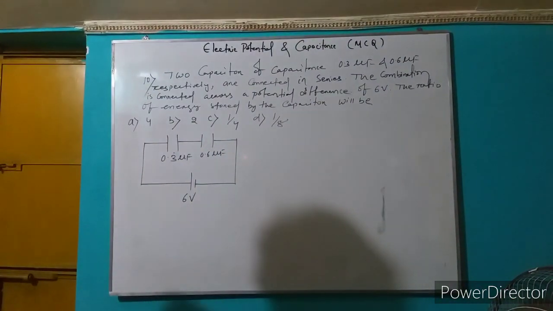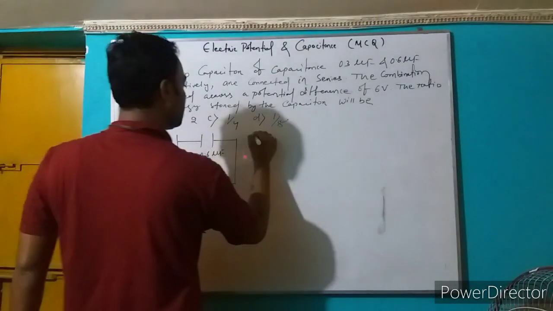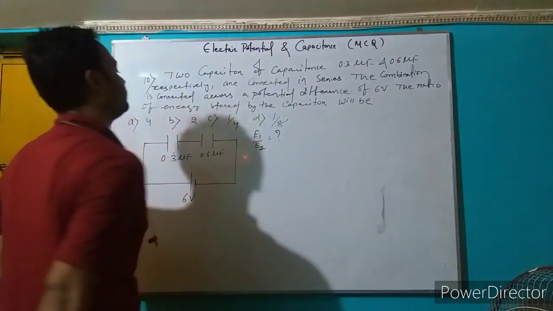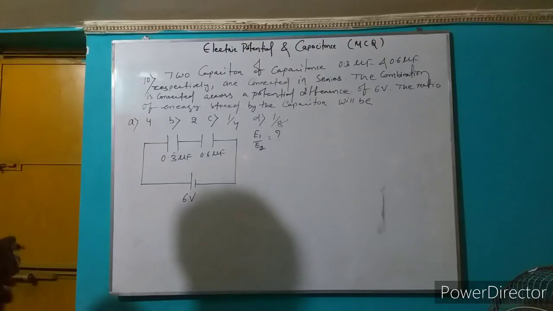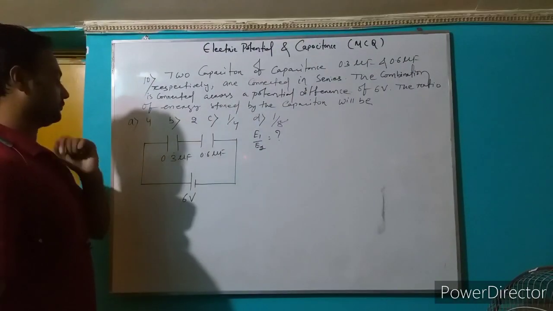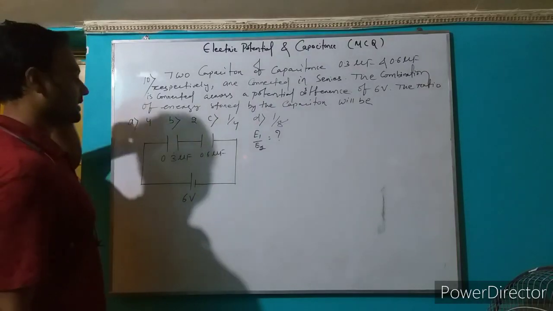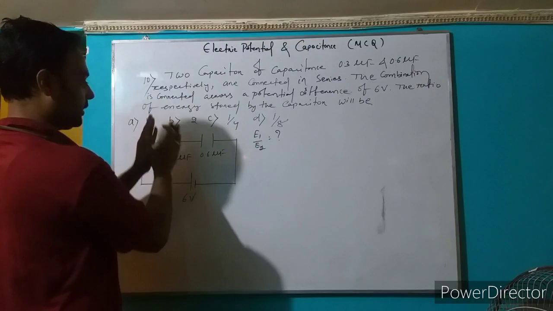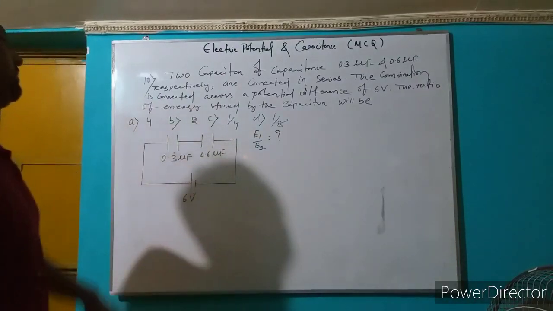The ratio of energy E1 by E2 will be, how much? So how to calculate? First, the two capacitors are connected in series. Here we have to calculate the net capacitance of that capacitor.